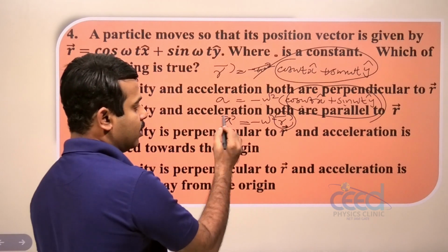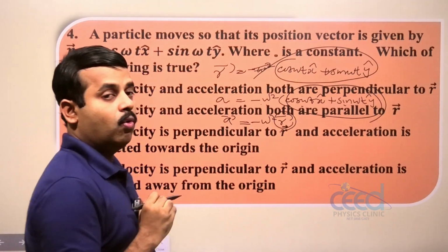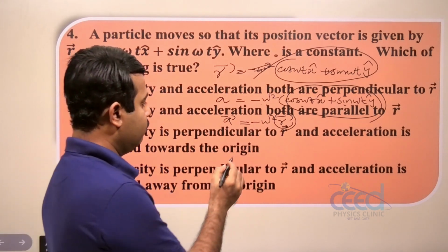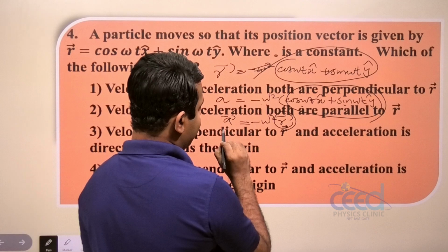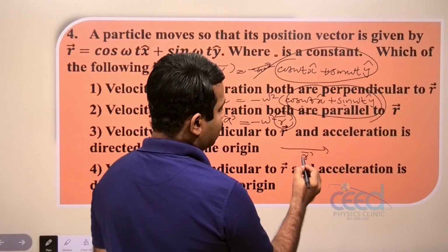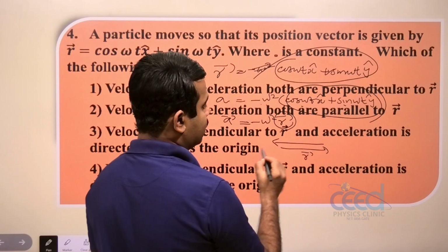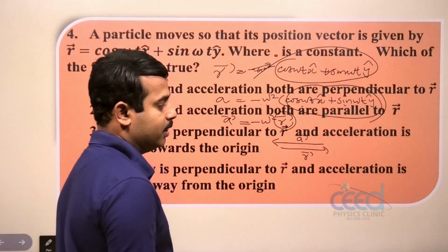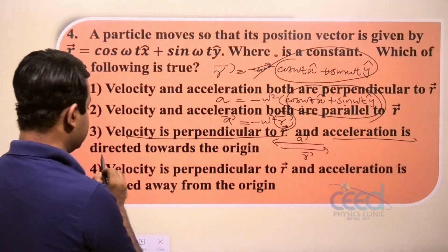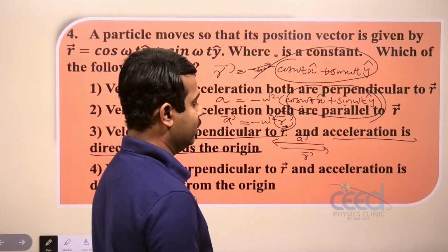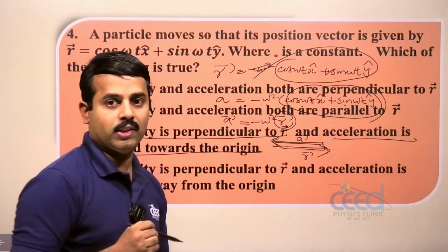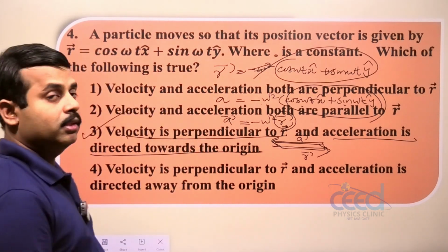What does it mean? Acceleration is negative of r, means some constant into negative of r. If r is in this direction, then acceleration is in this direction, right, that negative sign indicates. So velocity is perpendicular to r, but acceleration is directed towards the origin. R vector is away from the origin. So this statement is true.